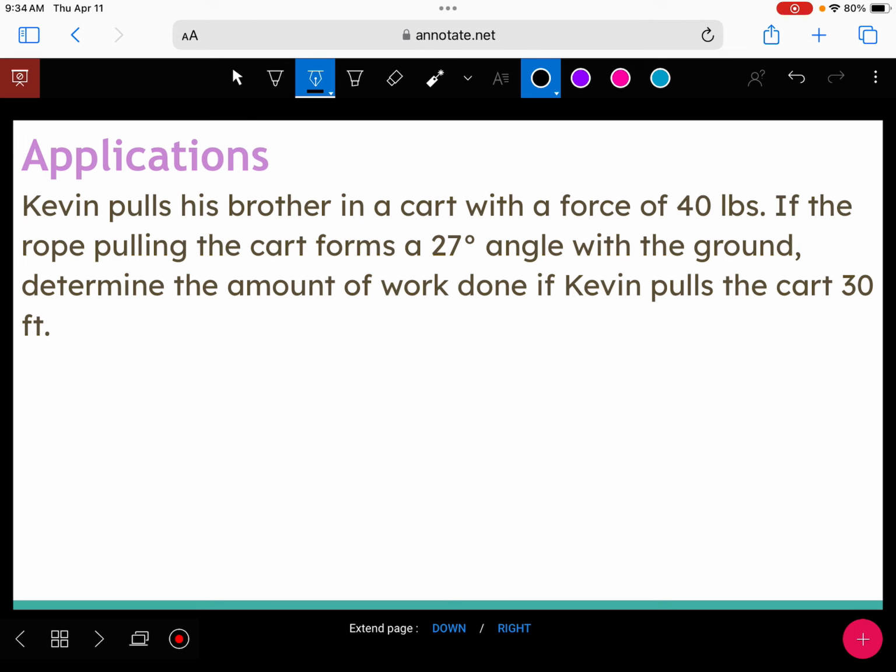We got Kevin. Kevin's pulling his brother in a cart or a wagon with a force of 40 pounds. Must be a very little brother. The rope pulling the cart forms a 27-degree angle with the ground, and we're finding his amount of work if he pulls the cart 30 feet.